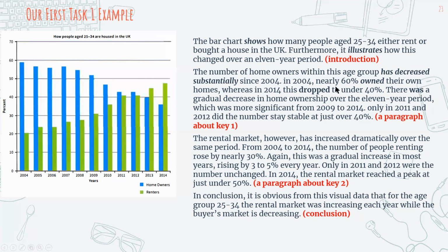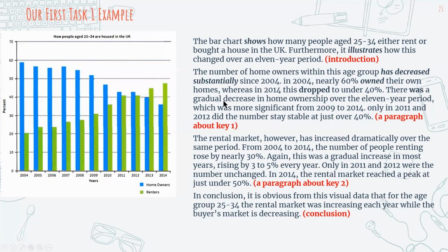So the first thing I'm going to report is the biggest, or largest, or the most obvious thing first. In 2004, the percentage of homeowners was almost 60%. Nearly 60% owned their own homes, whereas in 2014, this is the change, this dropped to under 40%.